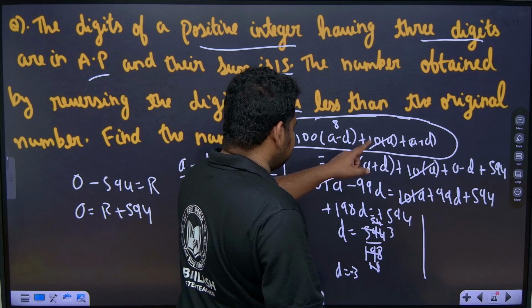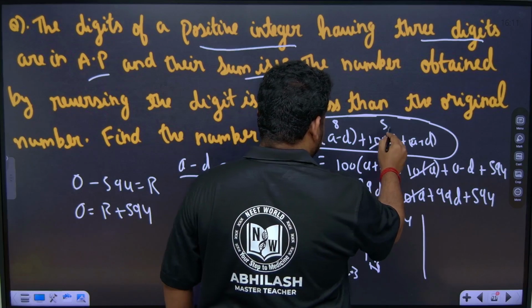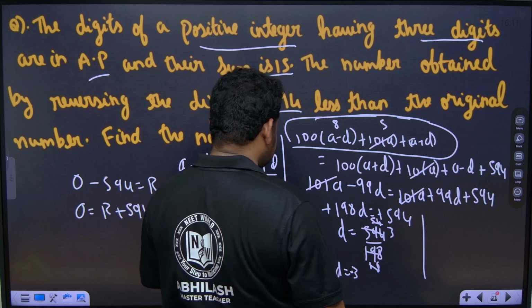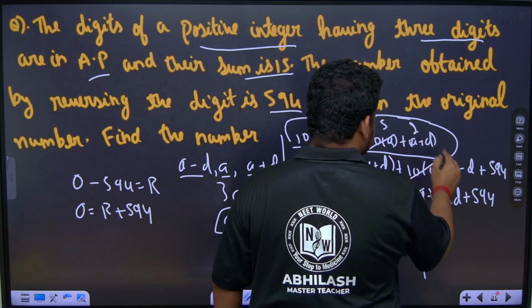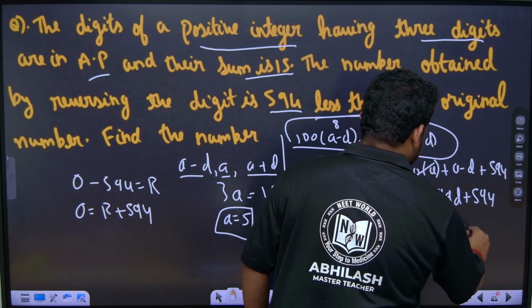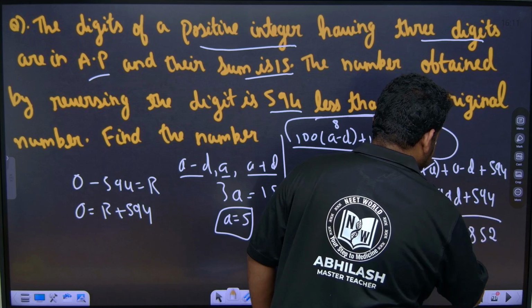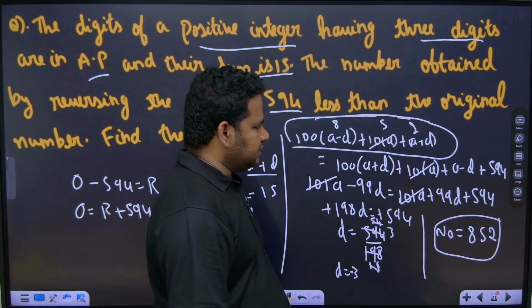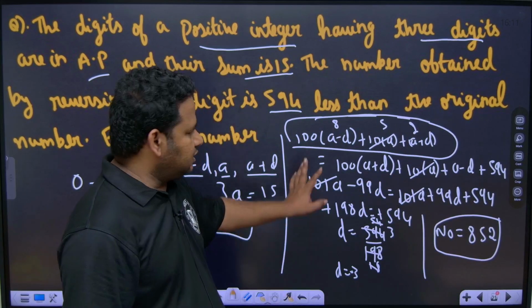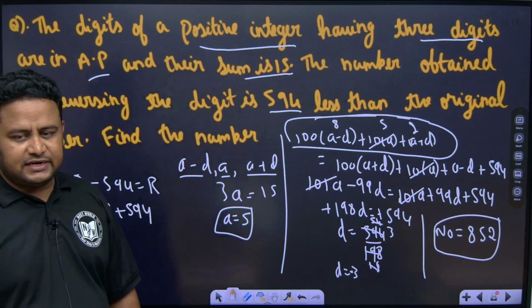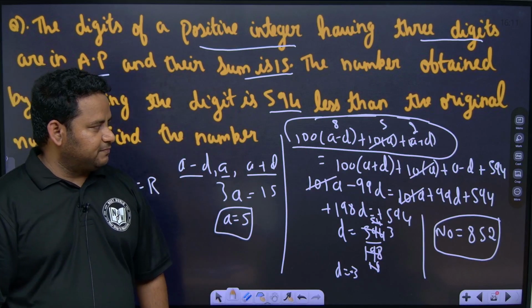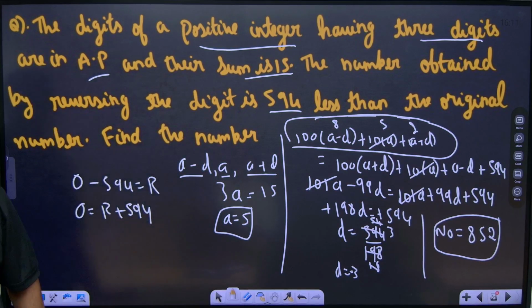So 10 times a will remain 5 itself. A plus d means 5 minus 3, which is 2. So you will get the number 852. Here I should have put my plus; otherwise, the answer is 852. Clear? 8 into 100 is 800, plus 50, plus 2, 852. Is it clear?